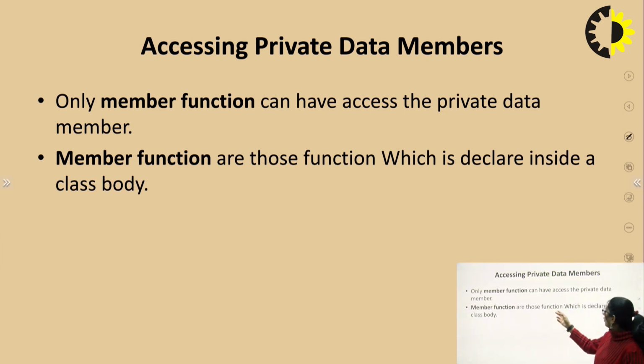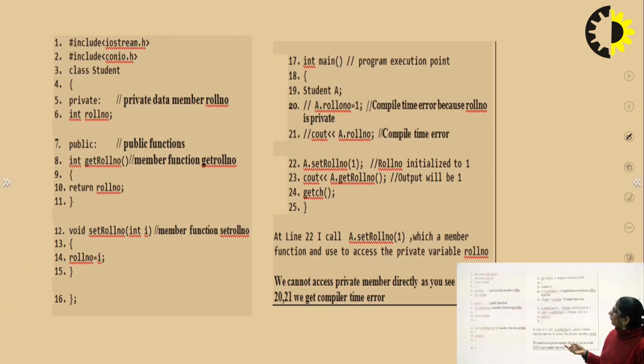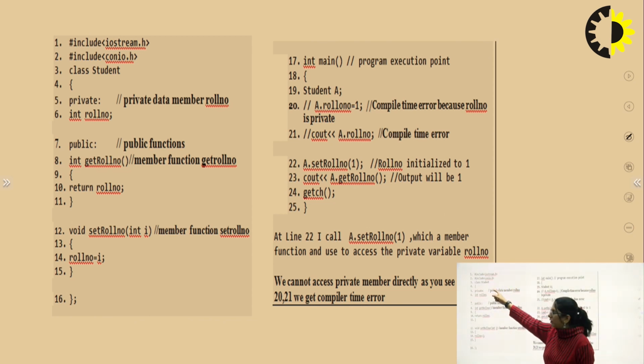Member functions are those functions which are declared inside the class body, right? Now see here, in this particular code, after including the header files, we have a class Student. It has a data member of integer type, specified here in private mode. In the public specifier, there are two member functions: one which is required to get the value of roll number, and one which is required to set the value of that data member, basically, right?